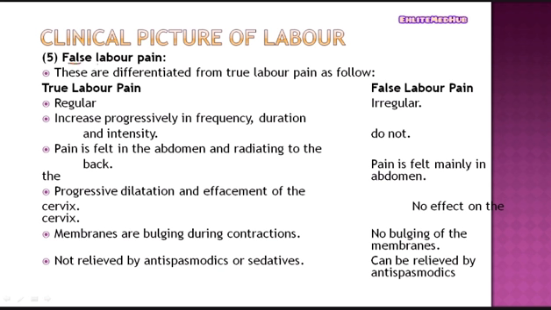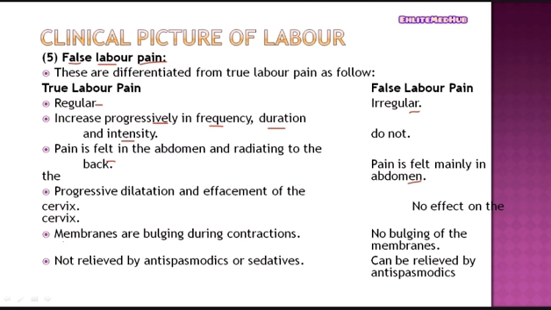So fifth is false labor pain. These are differentiated from true labor pain as follows. True labor pain is regular, while false labor pain is irregular. True labor pain increases progressively in frequency, duration, and intensity, while false labor pain does not. True labor pain is felt in the abdomen and radiating to the back, while false labor pain is felt mainly in the abdomen. True labor pain causes progressive dilatation and effacement of the cervix, while in false labor pain, there is no effect on the cervix.